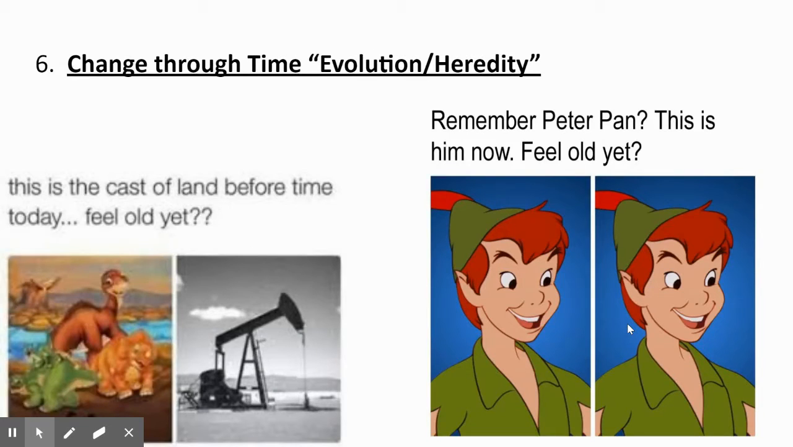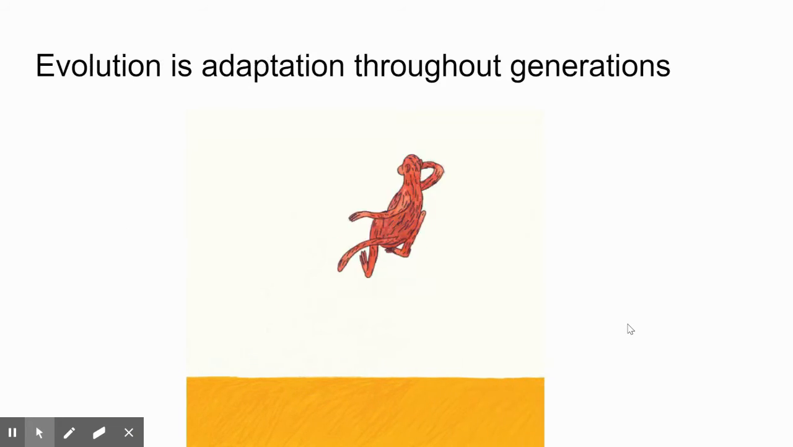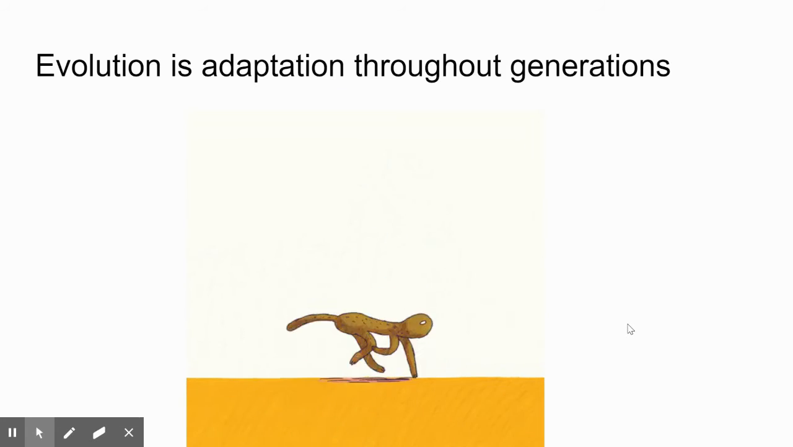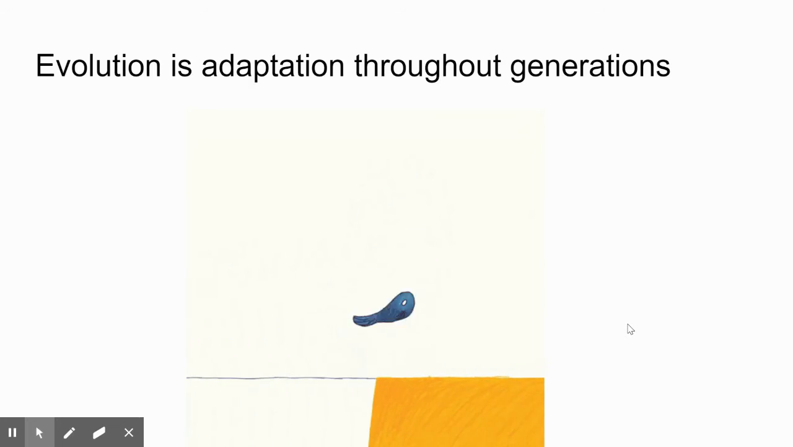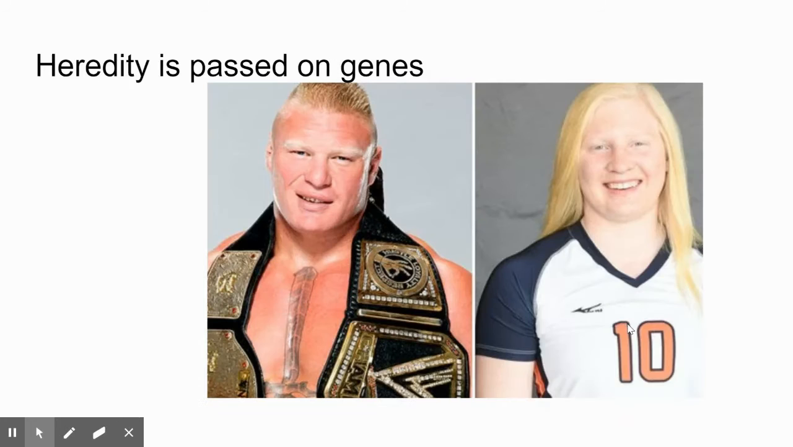And then this leads us to our last and final characteristic of life, which is going to be change through time. It also means evolution and heredity. What do we mean by evolution and heredity? Evolution is technically the adaptation through generations. So it doesn't happen within a single lifespan of a species. It happens through multiple generations, while heredity is the passing on of genes.